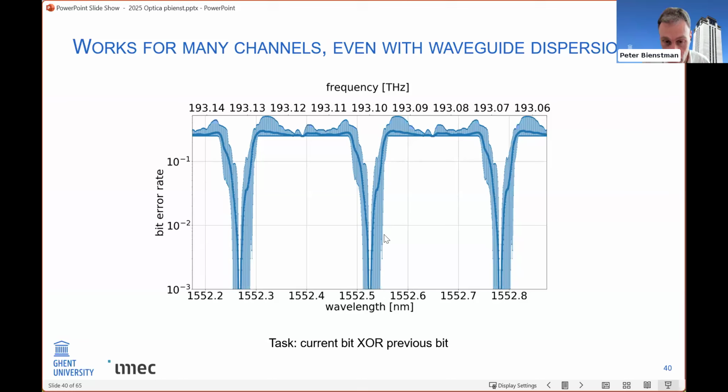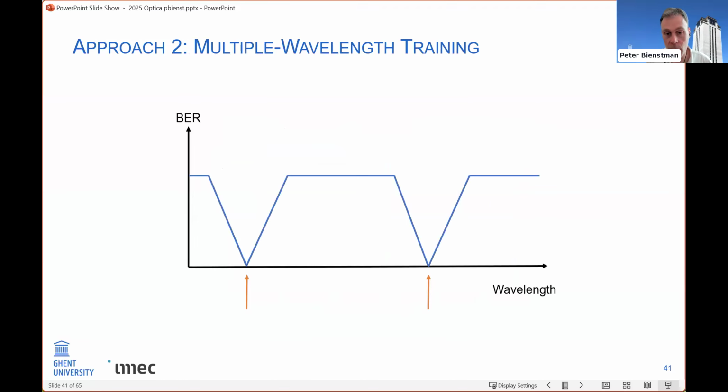You get good performance at the central wavelength channel where you train, but also automatically at neighboring channels, dozens or even hundreds of different neighboring channels. So that's good news. But of course, you're limited by the physics, the 2 pi.